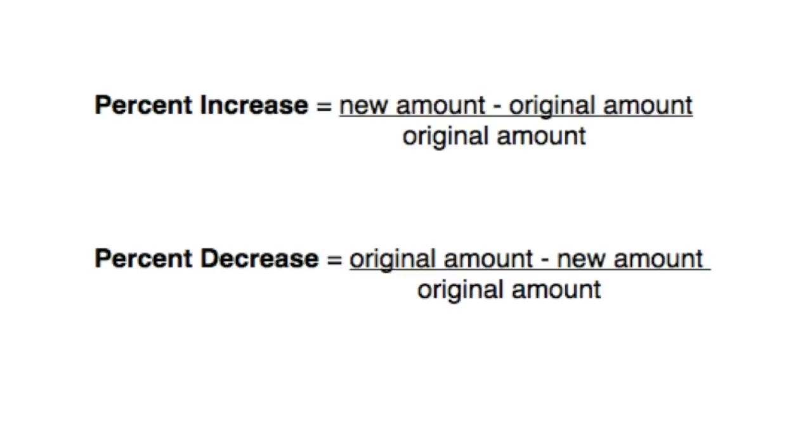Alright, here's the new part. Sometimes we actually want to create the percent. So if it's percent increase, we take the new amount minus the original amount and make it a fraction over the original amount. And then you can change that fraction into a percent. If it's percent decrease, we take the original amount minus the new amount and make a fraction of that over the original amount.